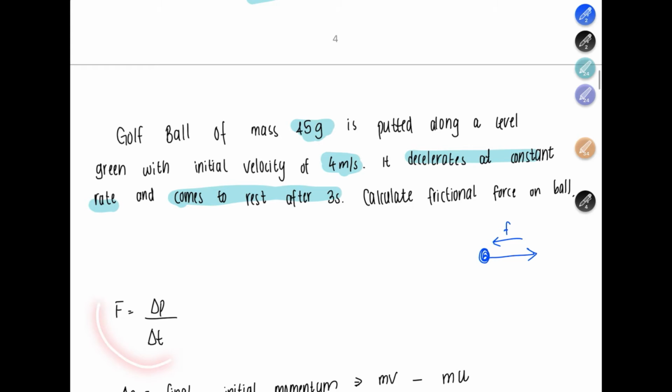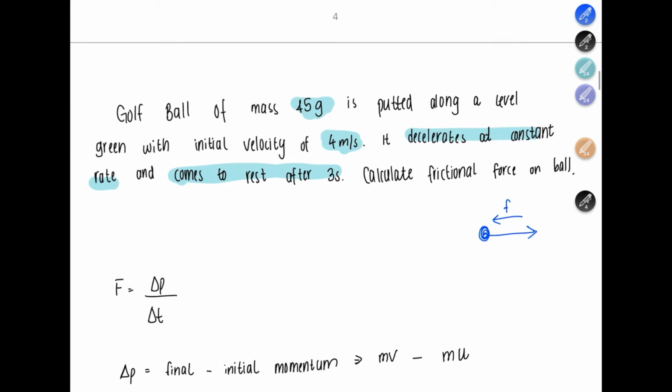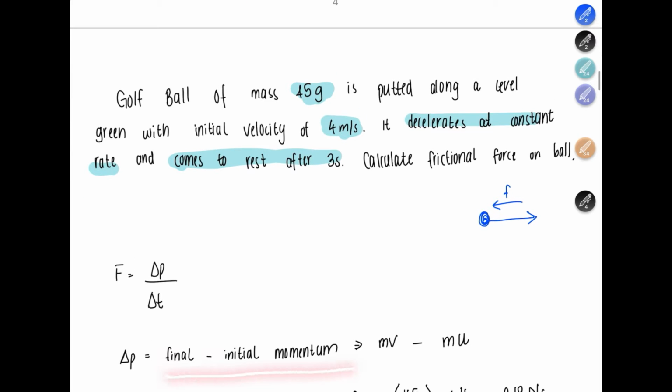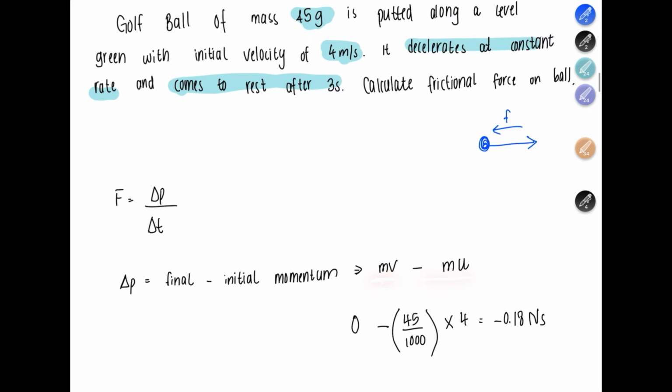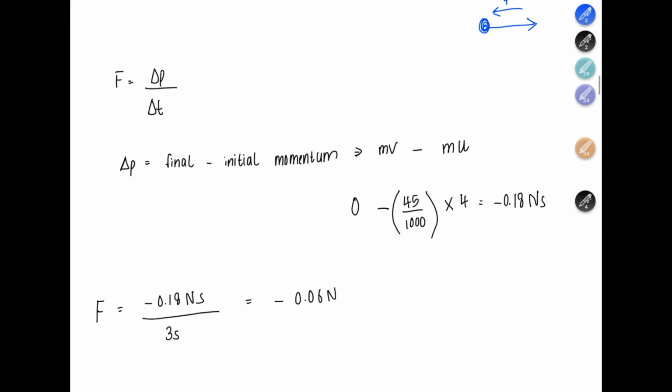Remember, we can use this formula. Force equals change in momentum over time. Change in momentum is final minus initial momentum, which is mass into final velocity minus initial velocity. Finally, it comes to rest, right? So it's 0 minus 45 over 1000, converting grams into kilograms, multiplied by 4, which is the initial velocity, and this is negative 0.18 Newton seconds. Another unit for momentum is also Newton seconds, and you can simply find the force now by dividing this by time, and this is negative 0.06 Newton.